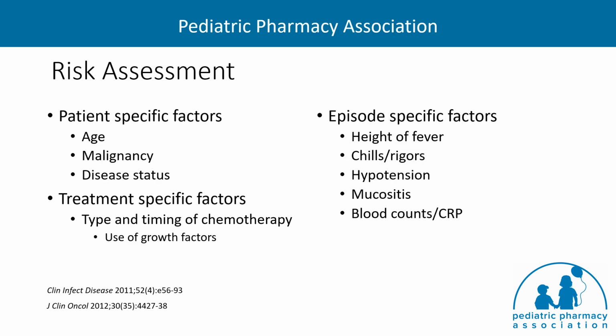So what is the risk for these patients that are presenting with febrile neutropenia? Again, it depends on many factors. Some patient-specific factors may include the patient's age, their malignancy, and their disease state. Again, the time and type of chemotherapy the patient has most recently received and the use of growth factors. And then anything that's very specific to how the patient is presenting.